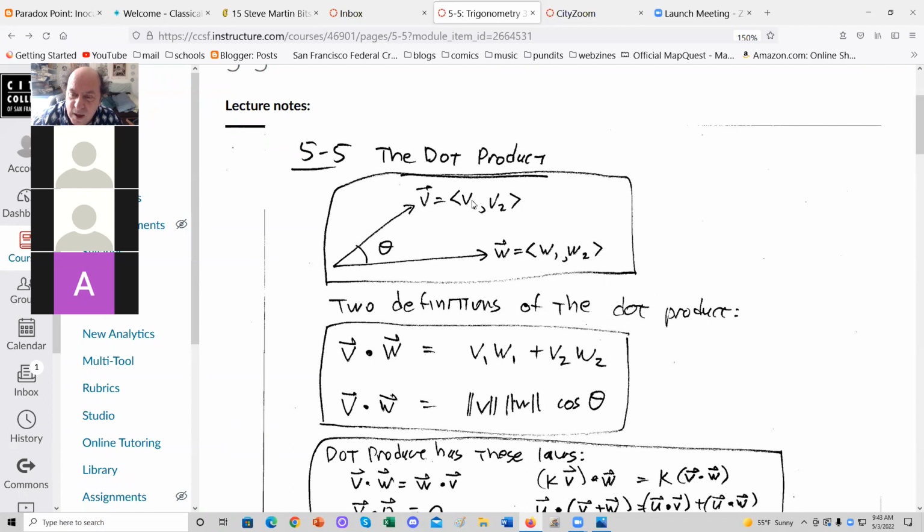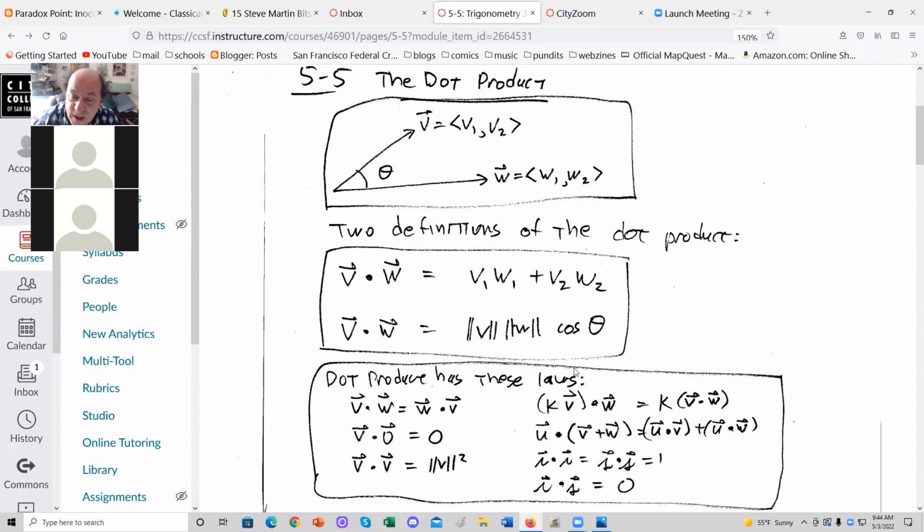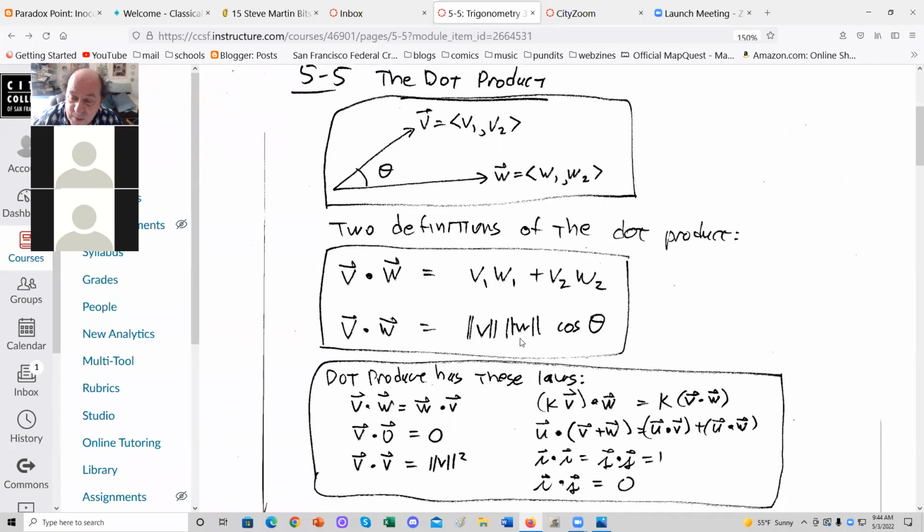All right, so there are two ways to define it. One in terms of the rectangular components, the other in terms of lengths and angles. The one in terms of components, a more algebraic definition, is v1 w1 plus v2 w2. You multiply x components, you multiply y components, and you add the results. The more geometric definition in terms of lengths and angles is the length of v times the length of w times the cosine of the angle between them. We could go on to a proof in trigonometry why these two are identical, but we'll just work from here.